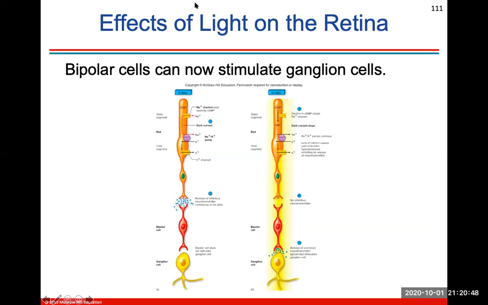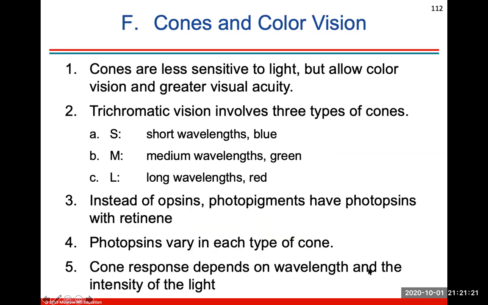Bipolar cells can stimulate the ganglion cells. So how this works, in dark and in light, the light will be absorbed by the photoreceptor cells, and then the photoreceptor cells will be able to stimulate the bipolar and ganglion cells. So this is the basic structure. Light comes in, is picked up by rods and cones, and stimulates the bipolar and ganglion cells. And the ganglion cells will be what are connected to your optic nerve.